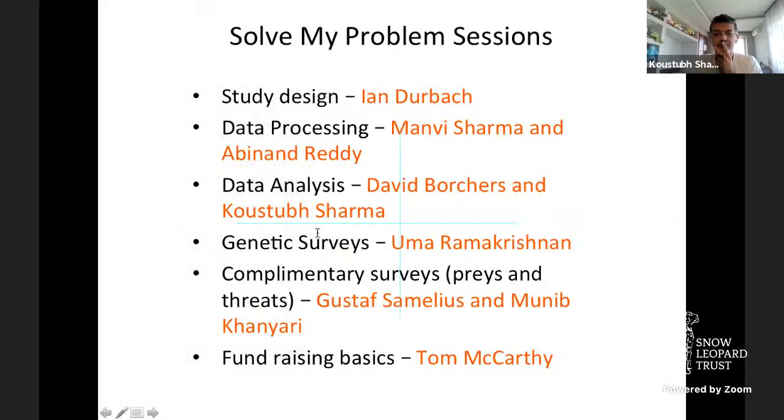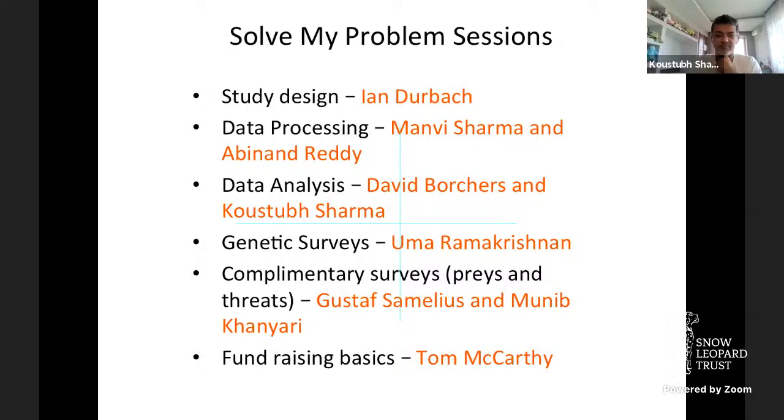So the main sessions for today that we have, the Solve My Problem sessions, we have the study design session by Ian Durbick from the University of St. Andrews, data processing by Manvi Sharma and Abhinand Reddy. Manvi's from NCF and Abhinand's from the University of St. Andrews, Professor David Borges and Kaustubh Sharma, genetic surveys by Dr.